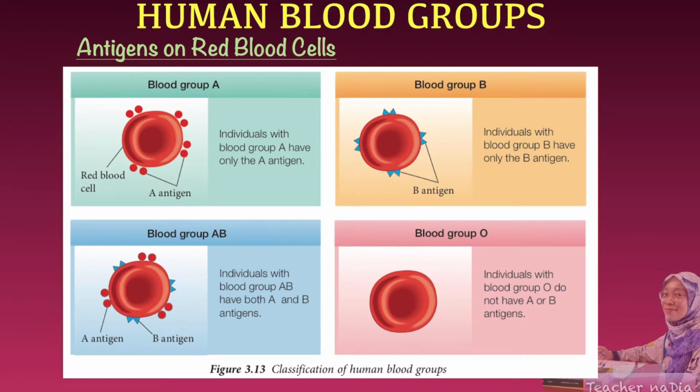And the last one is blood group O. For blood group O, the individuals do not have A or B antigens. So if you look at the figure, there are no A antigens or B antigens. So these are the 4 types of human blood groups. So how do we determine the type of blood groups? It depends on the antigens on the red blood cell.